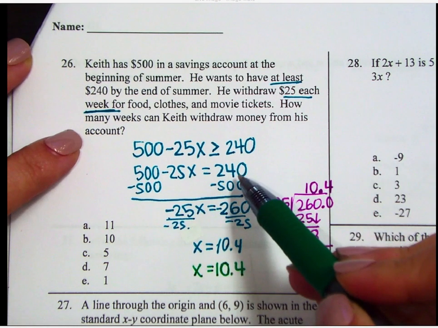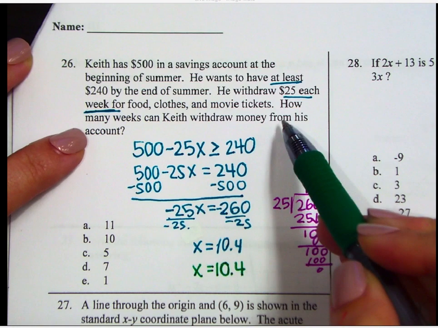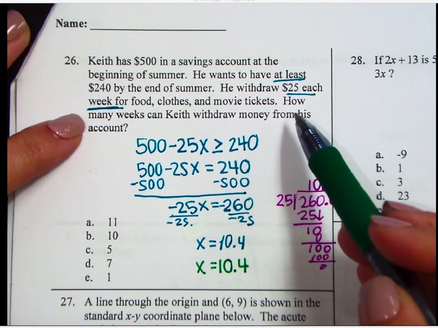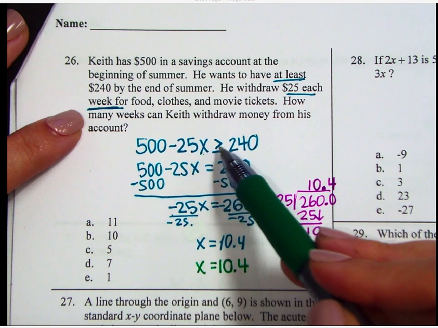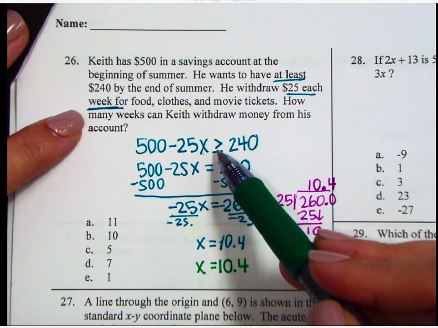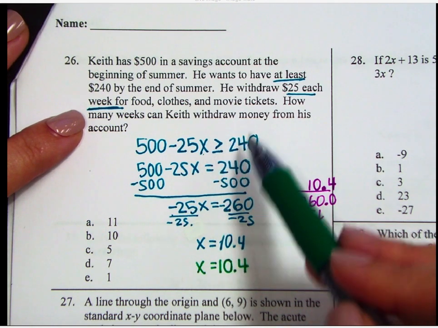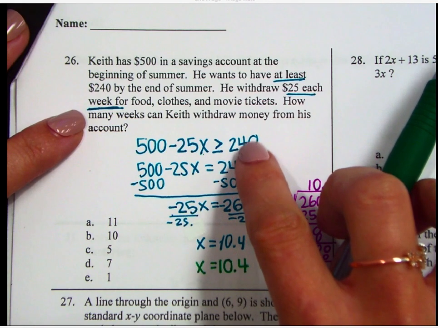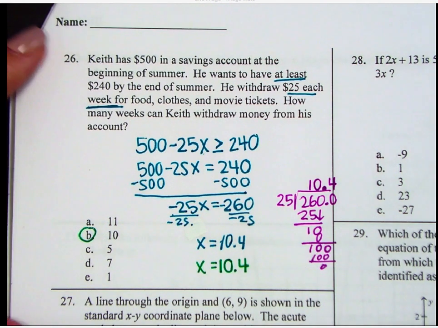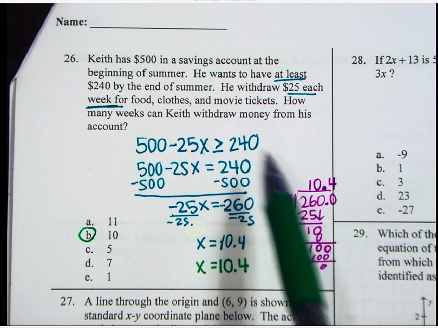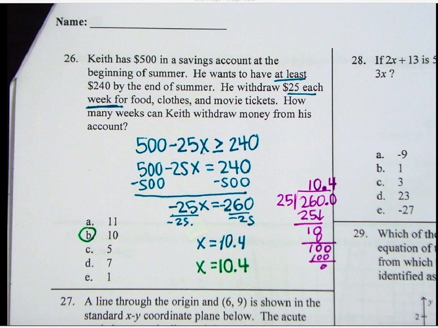So this means he's going to get to $240 in 10.4 weeks. We don't want to round up, because if we round up, then we're going to exceed $240. And remember, he wants to have at least, so we can't exceed; we don't want to get anything smaller than 240. So we have to pick 10. We want to round down, because rounding up would take too much money out of his account, and then the number would be less than 240. We want to stay greater than 240, so B.